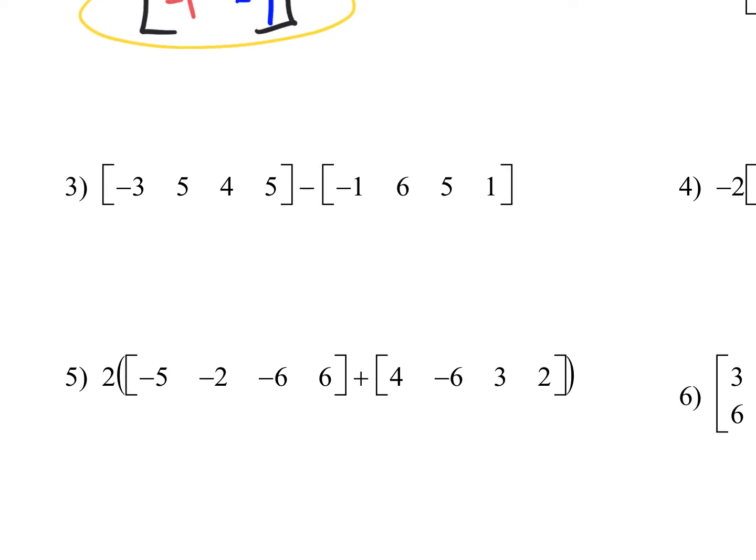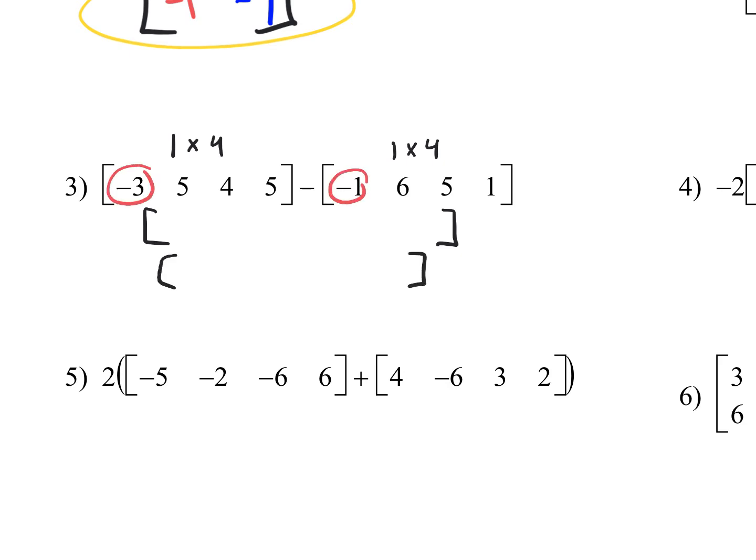Here we're subtracting. How many rows do we have? 1. 1 row and how many columns? 4. And the second one, how many rows? 1. How many columns? 4. Perfect. So they're the same size, so we can subtract. So here, what do I have to subtract first?